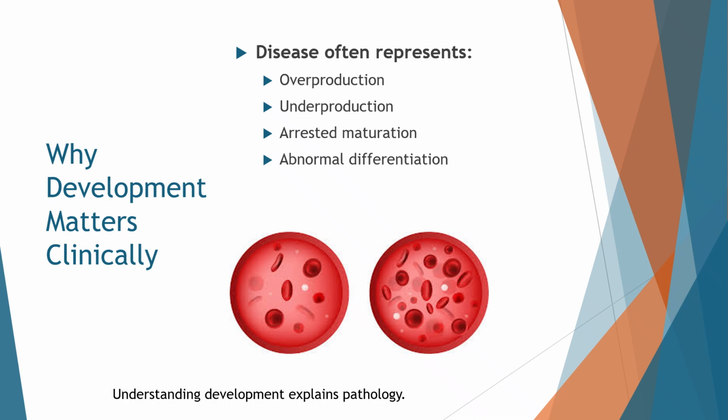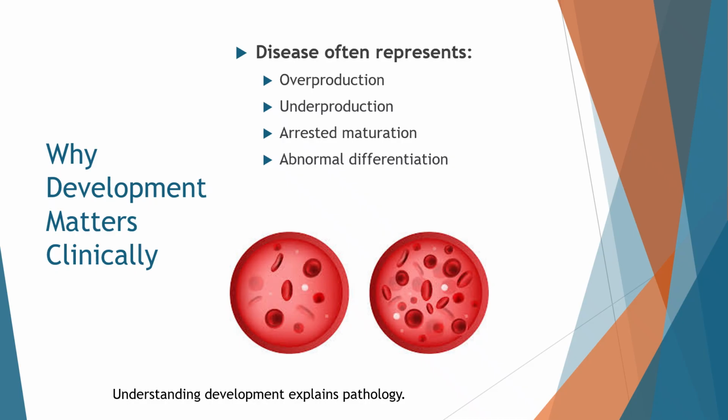Then there's arrested maturation, where cells start developing but never finish. Classic examples of this would be acute leukemias, where blasts accumulate. And lastly, abnormal differentiation. This is where cells mature incorrectly. They may look almost normal but function poorly.